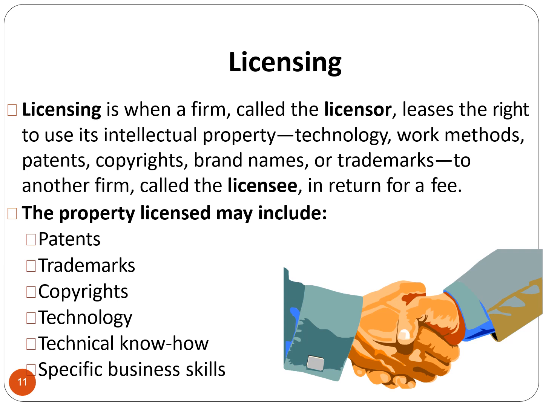So in simple terms, licensing consists of two persons, the licensor and the licensee. The licensor is the owner, and the licensee is the person who is purchasing or using the property for a certain period of time. What do they use? They use patents, trademarks, copyrights, technology, technical know-how and specific business skills.